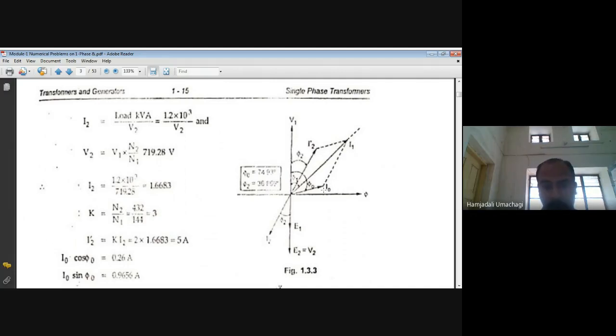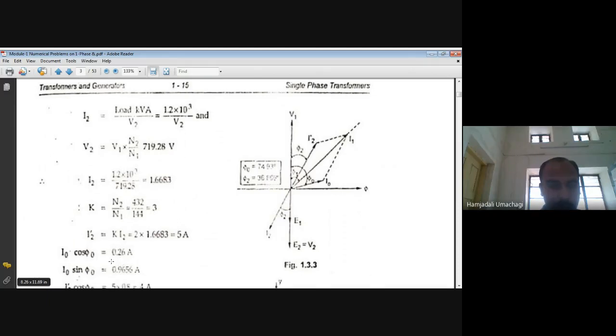Now let us calculate the value of I0, the no load current. We know that the active component IC is given by I0 cos phi naught. I0 is 1 ampere, cos phi naught is 0.26. So the answer for IC is 0.26. Then similarly calculate the magnetizing component IM. IM is I0 sin phi naught. I0 is 1, sin phi naught is sine of cos inverse of 0.26, which will be 0.9656 ampere.